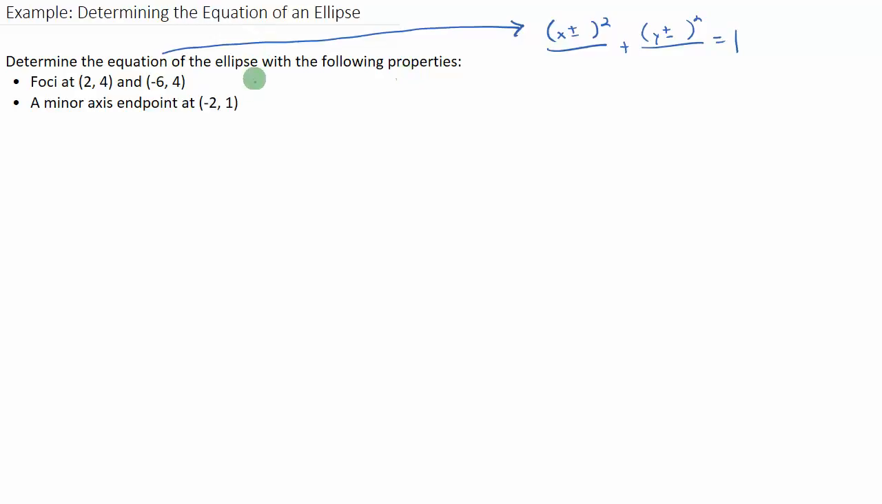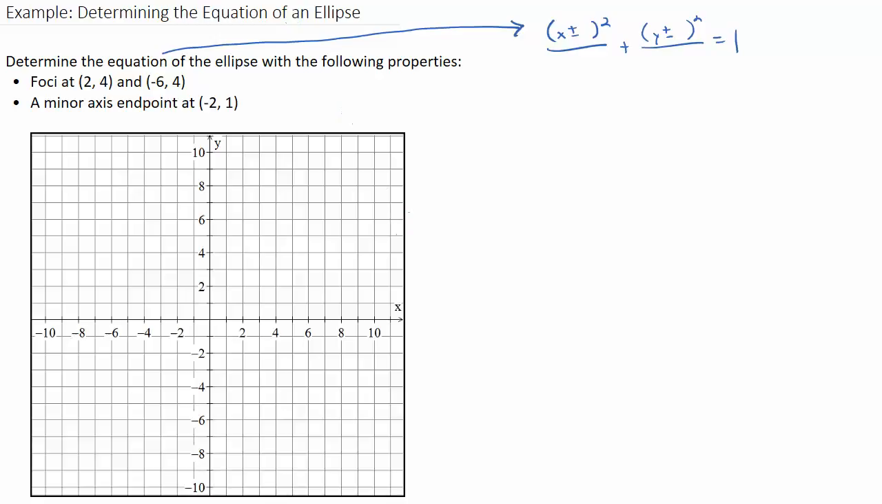So that's what we're expecting here. Now, since we have all these ordered pairs, I think it will be useful to use a graph to help us visualize and solve the problem. So let me put a graph in here. We start with foci at (2, 4) and (-6, 4).